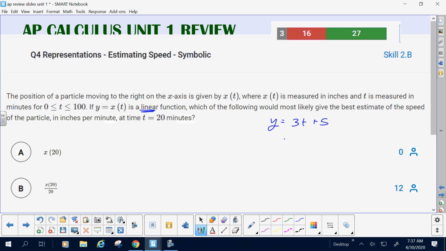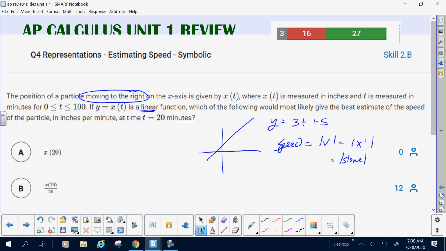All right, so I would open my mental file here and say speed is the absolute value of velocity. Velocity is the derivative of position, which for linear is the absolute value of the slope of the position function. And if it's moving to the right, isn't the position going to have to be increasing? So this has to be positive. So I don't even know if this absolute value needs to be there. It's just the slope of the line. So how do we find the slope of the line?